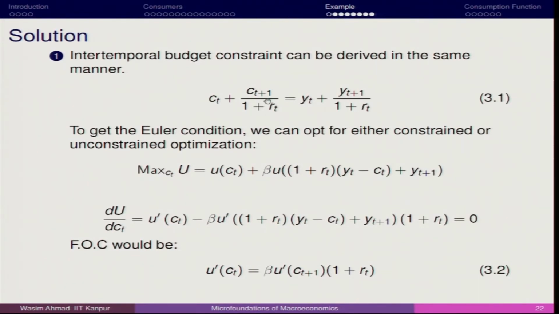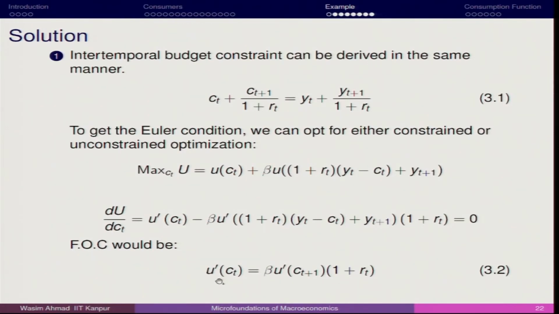So, here we just solve for C_t+1, as we did in the previous lecture. Max over C_t of U(C_t) + beta U((1 + R_t)(Y_t - C_t) + Y_t+1). Here we take dU/dC_t. So, we have the marginal utility of C_t minus beta U'((1 + R_t)(Y_t - C_t) + Y_t+1), multiplied by (1 + R_t). This part becomes C_t+1, and then you can solve for this. So, you get the Euler condition.